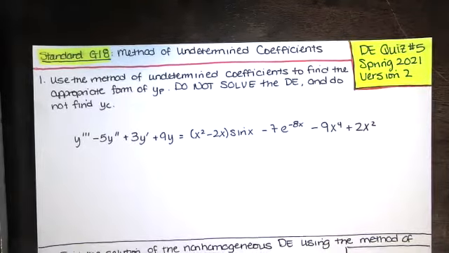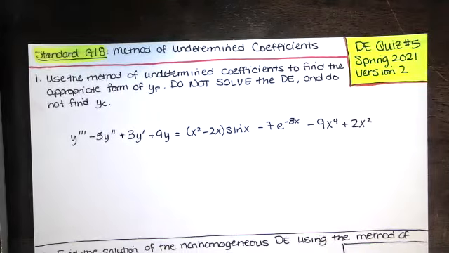In this video, we solved problems 1 and 2 from Differential Equations quiz number 5 from the spring 2021 semester. There were multiple versions of this quiz, actually 3 versions. These are problems 1 and 2 from version 2 of the quiz. Problems 1 and 2 cover standard G18, which is the method of undetermined coefficients.